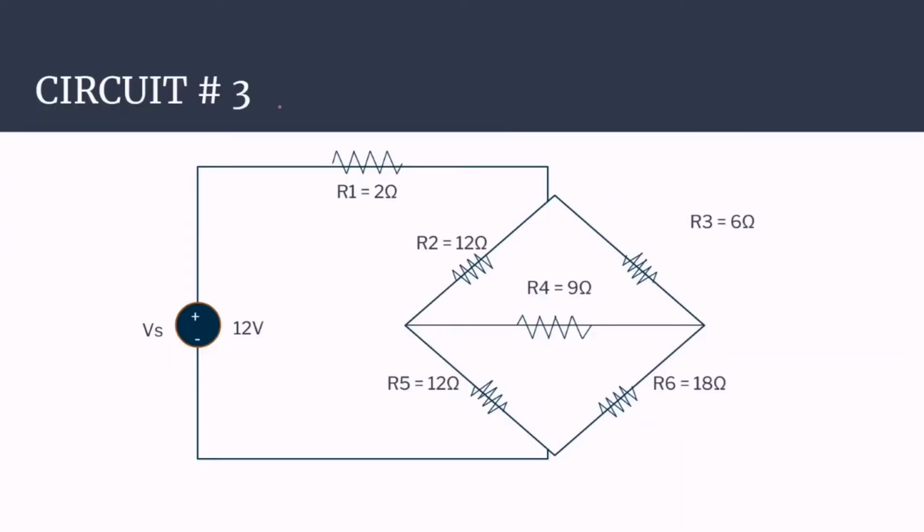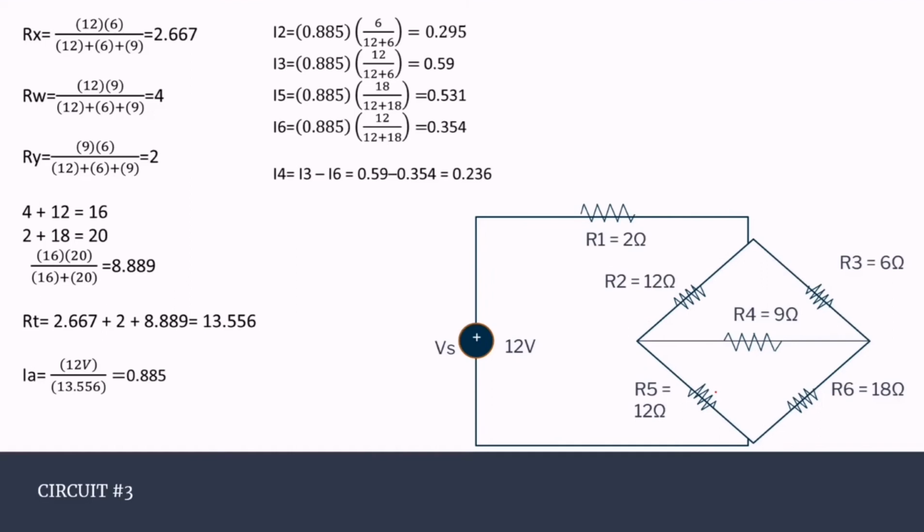38.347. In circuit number 3, we have 12 volts. R1 is equal to 2 ohms. R2 is equal to 12 ohms. R3 is equal to 6 ohms. R4 is equal to 9 ohms. R5 is equal to 12 ohms. R6 is equal to 18 ohms. As you can see, we have our delta. So we're going to convert it to our Y structure.